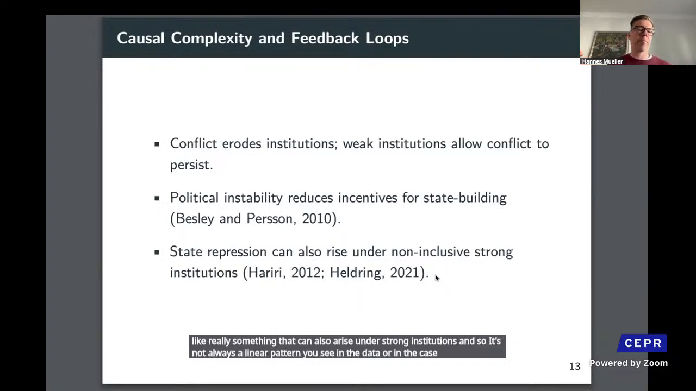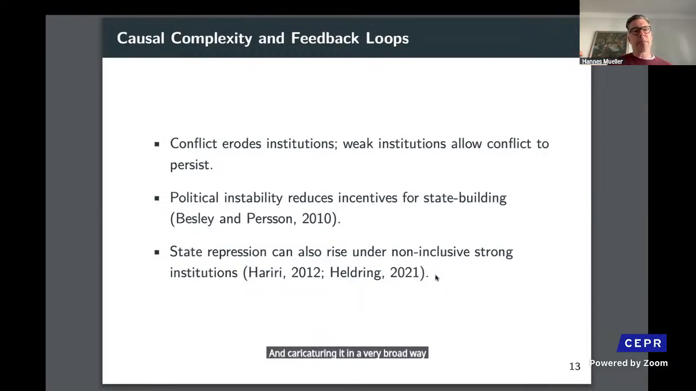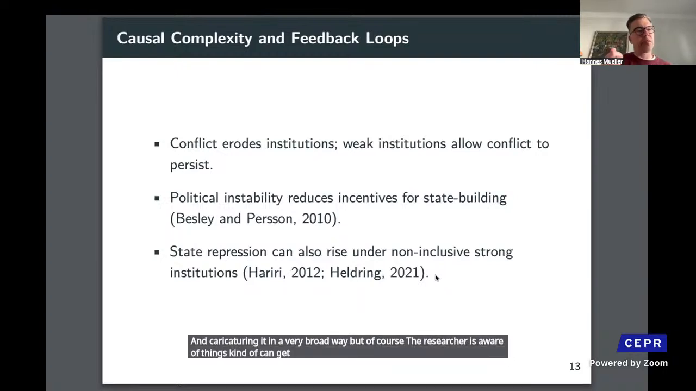So this is, I'm caricaturing it in a very broad way, but of course, the literature is aware that things can get worse if the state gets stronger, for example, or that it doesn't necessarily always improve the situation economically for everyone if a country democratizes, for example, right? And so there are many cases like this, and of course there are backflow channels.